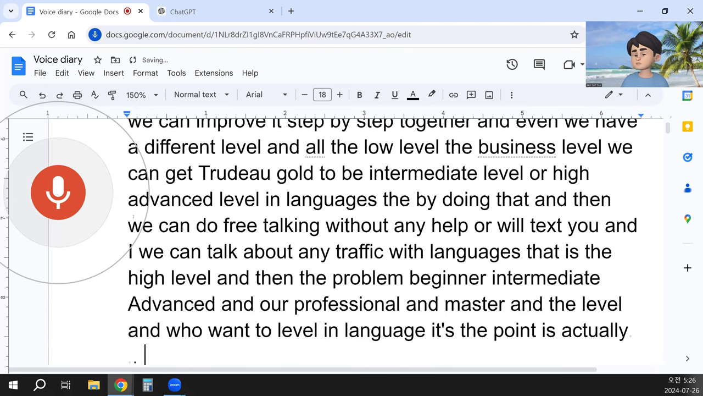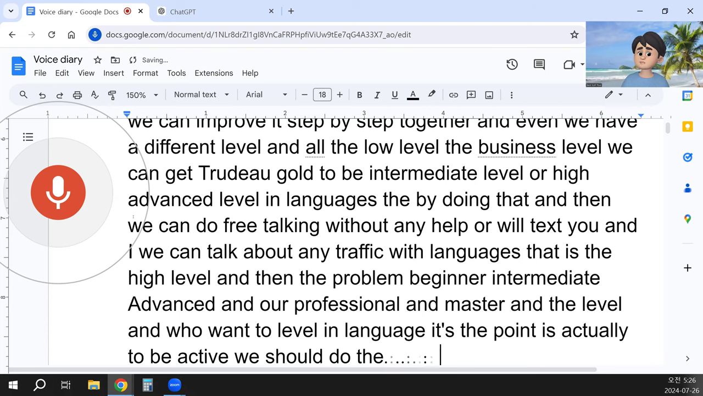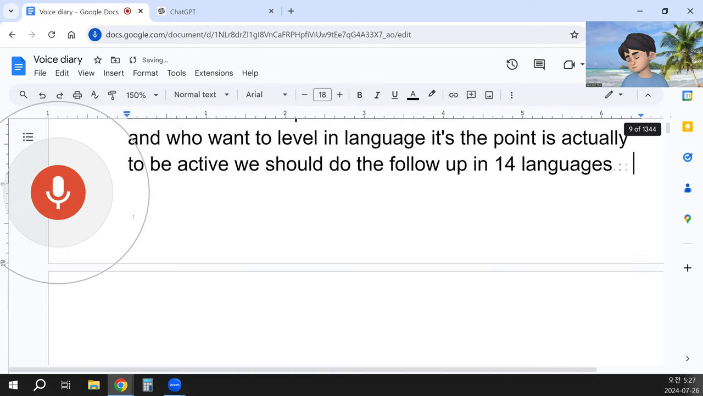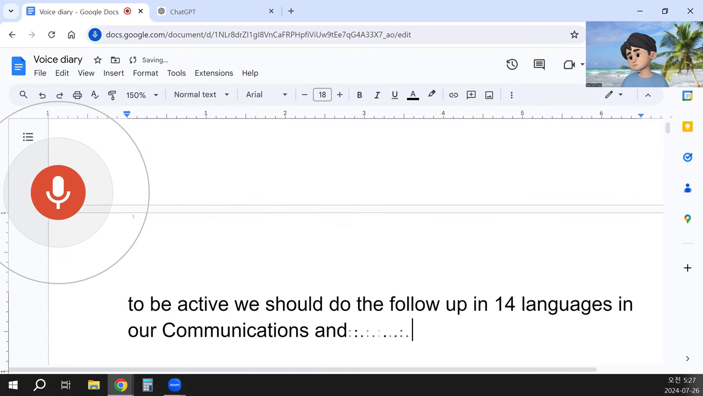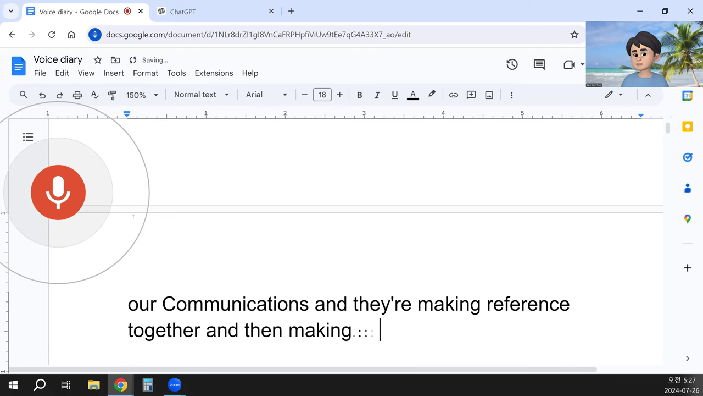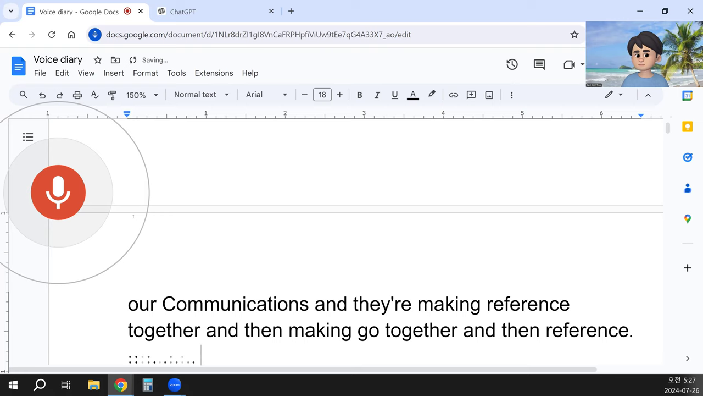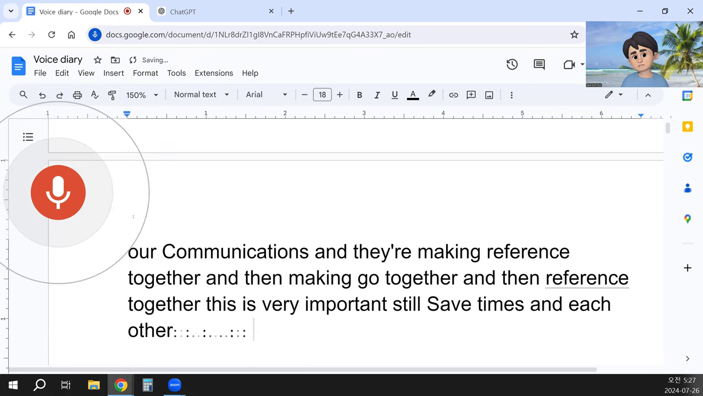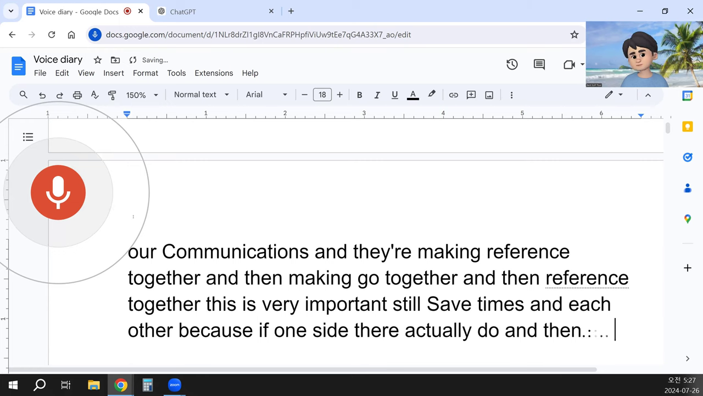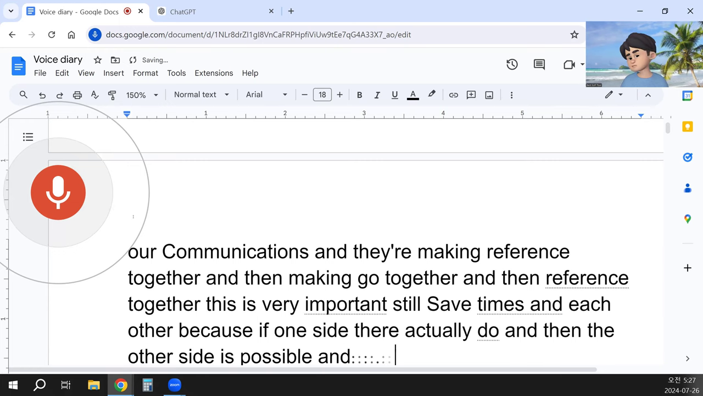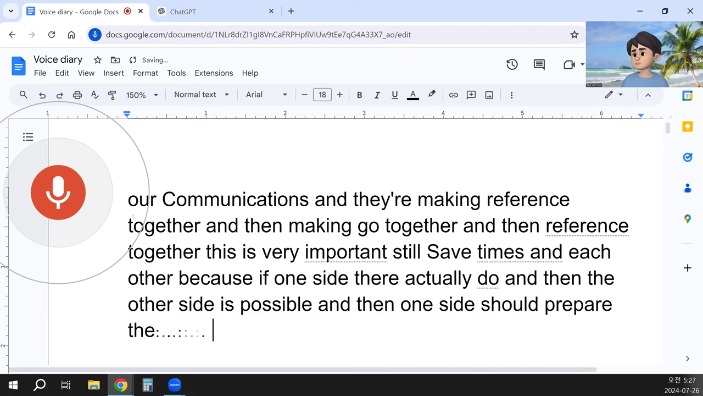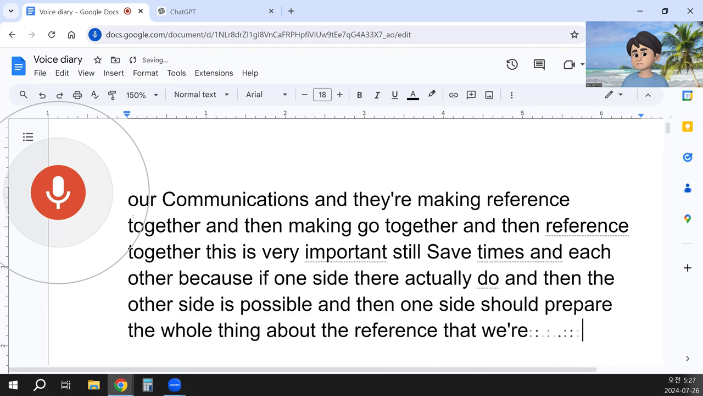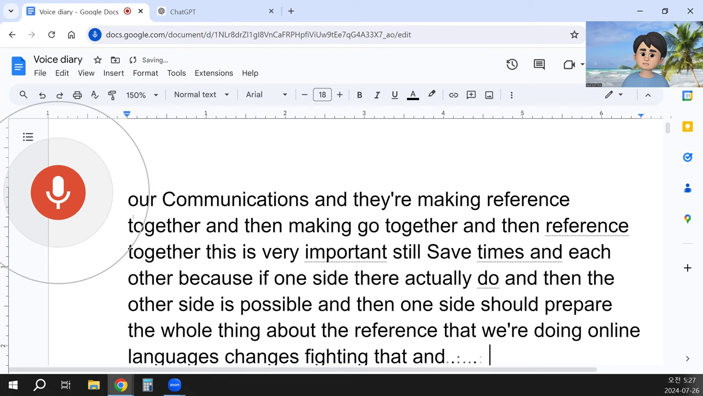And to be active, we should follow up and do interactive online language exchanges in our communications, making references together, making goals together. This is very important, and helping each other saves time. If one side is active and the other side is passive, then one side has to prepare the whole thing about the references or the online language exchanges, and only that one side can improve.